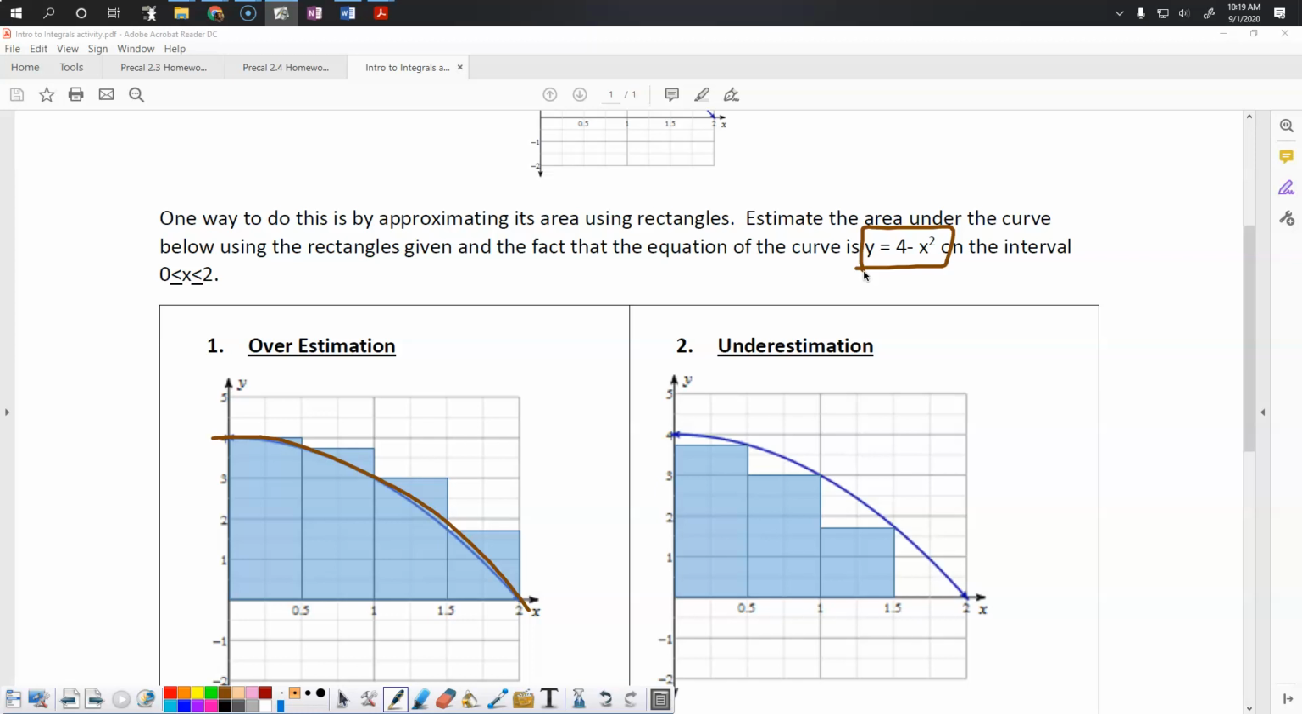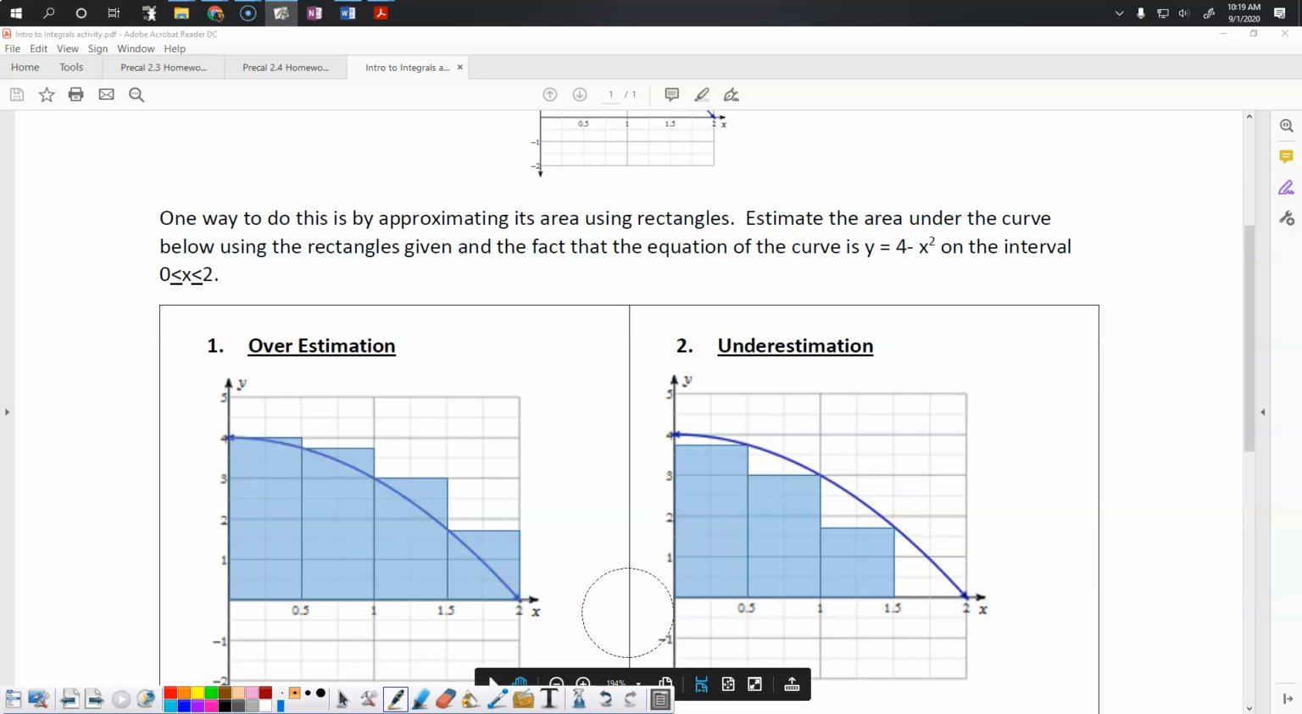Now what I want to do is estimate, or approximate, the area under the curve. Now, we don't know how to do that. That's a weird looking shape, and we don't have any geometry to help us with that. So what we're going to do is estimate the area using rectangles. Okay? There's a couple of ways to do that.